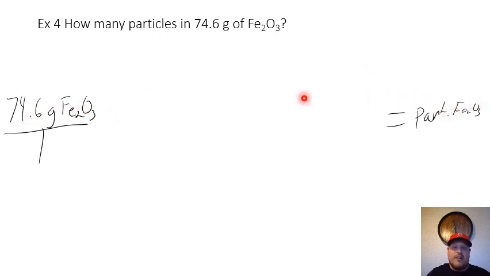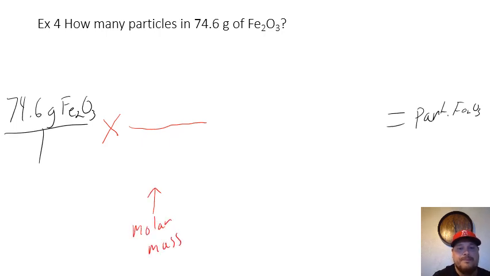Okay. So fortunately for us, we do have a way to do that. The first thing I'm going to do is convert grams of iron oxide to moles of iron oxide. That's the very first thing that I'm going to do. In order for me to do that, I've got to use my conversion factor. The conversion factor that I'm going to use for that is molar mass. Remember that to convert grams to moles is molar mass. So the conversion factor here, I'm going to write it down here, molar mass.